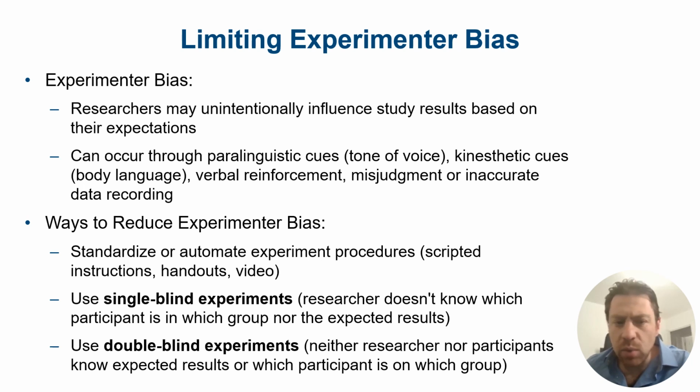Okay, so let's talk about ways of reducing experimenter bias. So one way is to standardize or automate the procedures involved with the experiment. So for example, when giving instructions, you might write down a script that all experimenters have to read to the participant. And this way, all participants hear the same exact instructions, the same words in the same order.